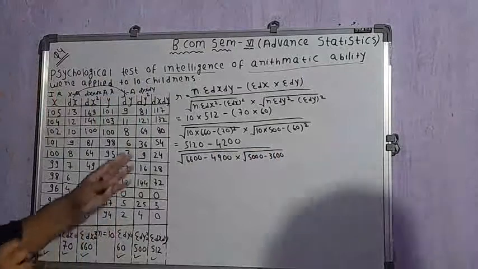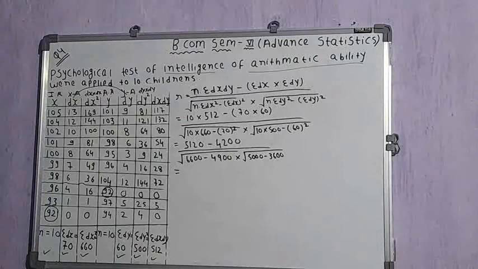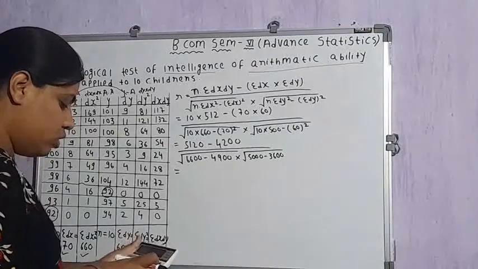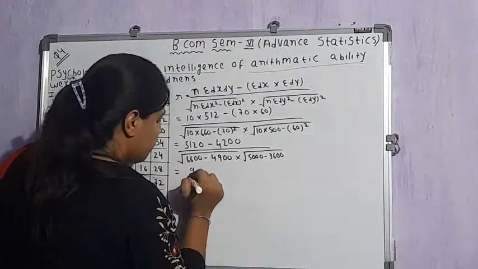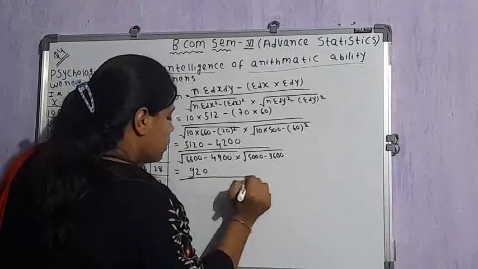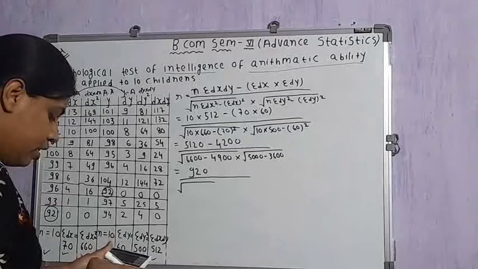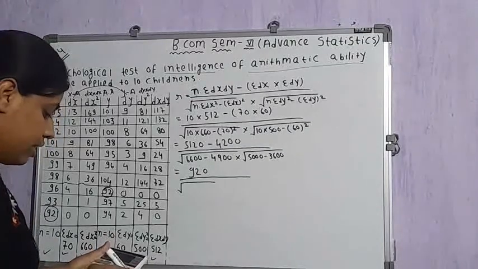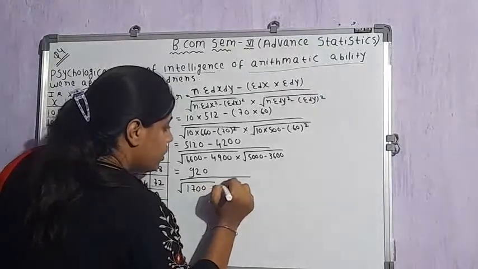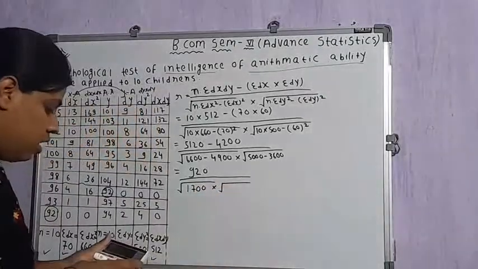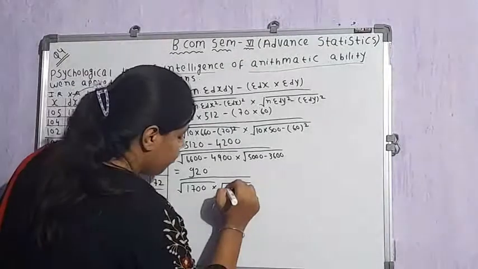So this way we have made the calculation. Then 5120 minus 4200, so we will get 920. Okay. Then under root 6600 minus 4900. So 6600 minus 4900 would be equal to 1700. Then into another under root, so 5000 minus 3600. It would be 1400.